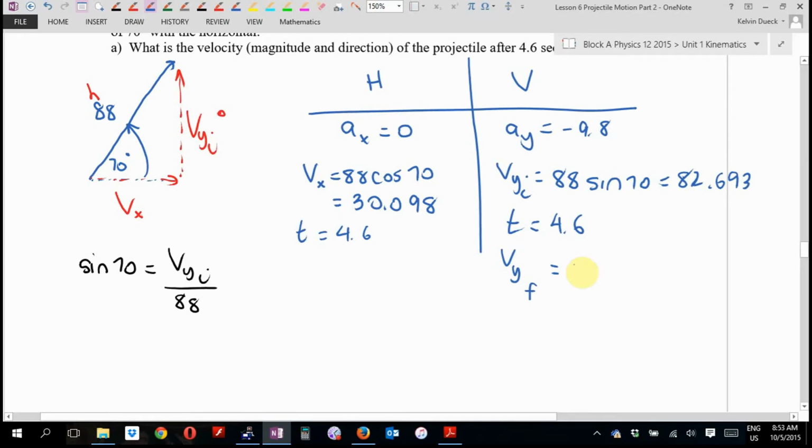Oh, our favorite one. It's going to be V initial plus AT. It's already got the V final by itself. The final velocity is going to be 82.693 plus negative 9.8 times 4.2.